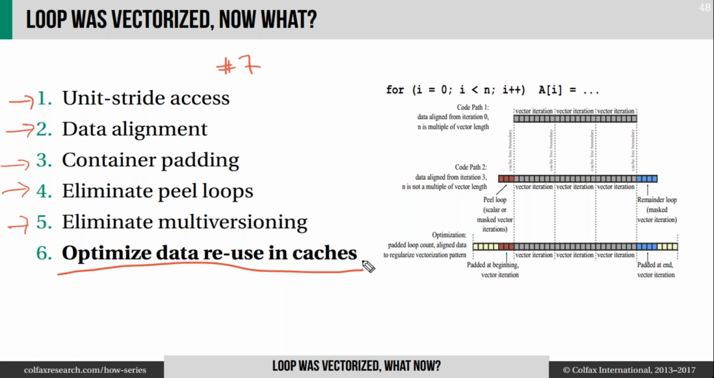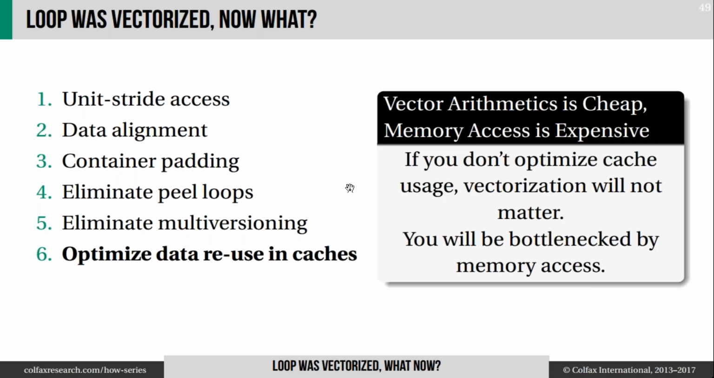But the last point I highlighted in bold. The most important thing you have to do for your vectorization is to optimize data reuse in caches. The truth in modern architectures is that vector arithmetic is cheap. Memory access is expensive. So if you don't optimize cache usage, vectorization will not matter. You will be bottlenecked by memory access. You can vectorize and optimize all day long, but if your data is coming from the main memory, this is what you will spend your time waiting for.